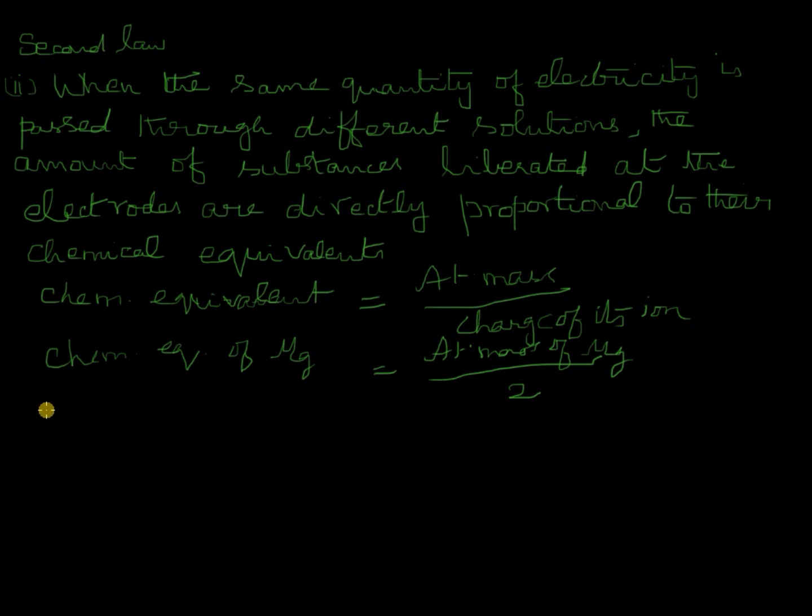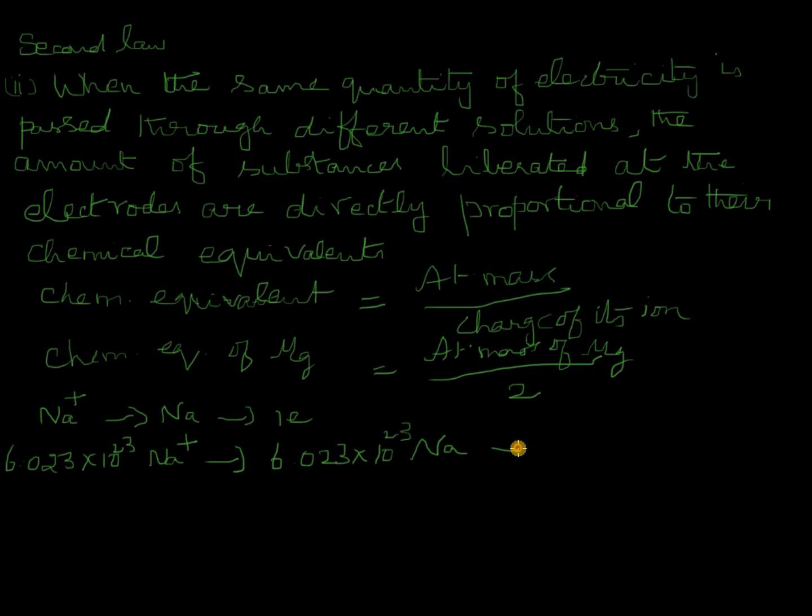Supposing I take fused sodium chloride and electrolyze it. Then the sodium ion will migrate to the cathode, and to get deposited or discharged as sodium atom, it would need 1 electron, isn't it? Now I need 6.023 into 10 to the power 23 sodium ions. They move to the cathode and they get discharged as 6.023 into 10 to the power 23 atoms of sodium. It needs obviously the same number, 6.023 into 10 to the power 23 electrons. Or I can write 1 mole of electrons.